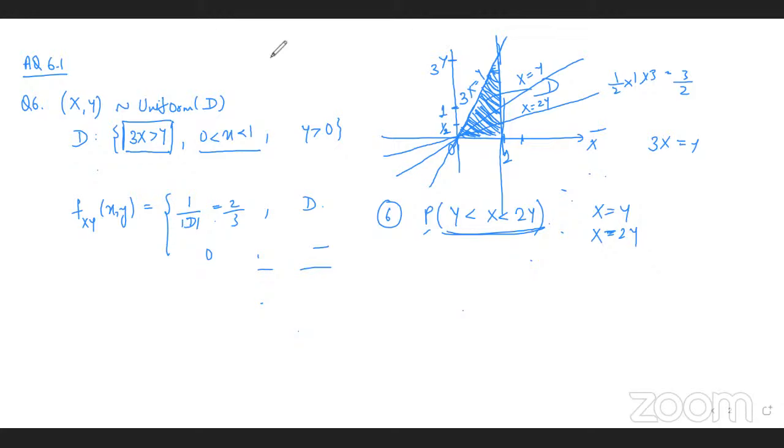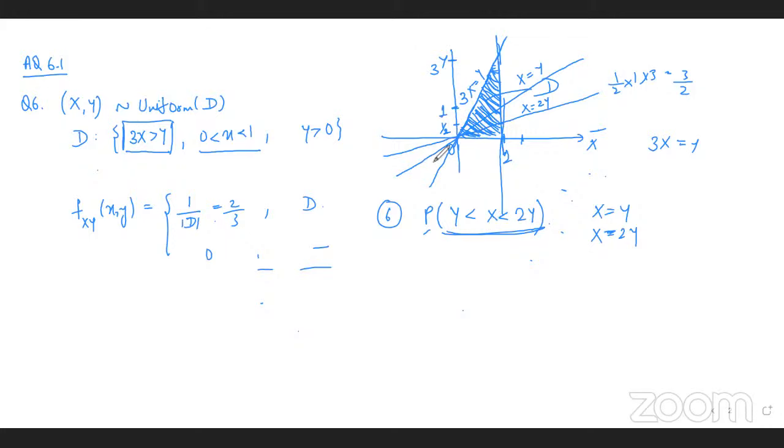Let's stick with this only. This is going to be the area of the triangle minus that middle slice. Okay, so let's decide on this. We want x to be greater than y.